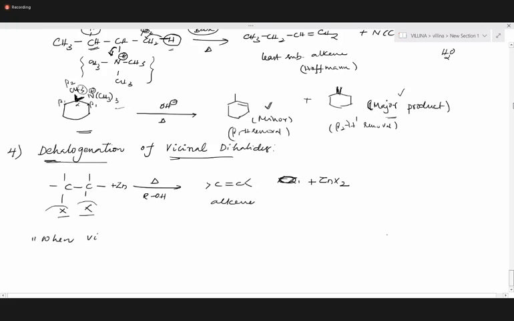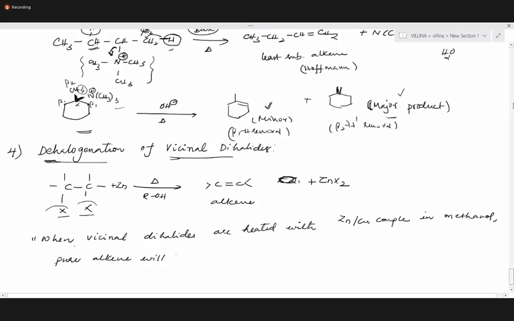When vicinal dihalides are heated with zinc copper couple, Zn-Cu couple, means both of them together we will be using, in methanol. Methanol is nothing but alcohol, CH3OH. In methanol, pure alkene is formed. Just the removal of halogens will be there. Pure alkene will be formed.